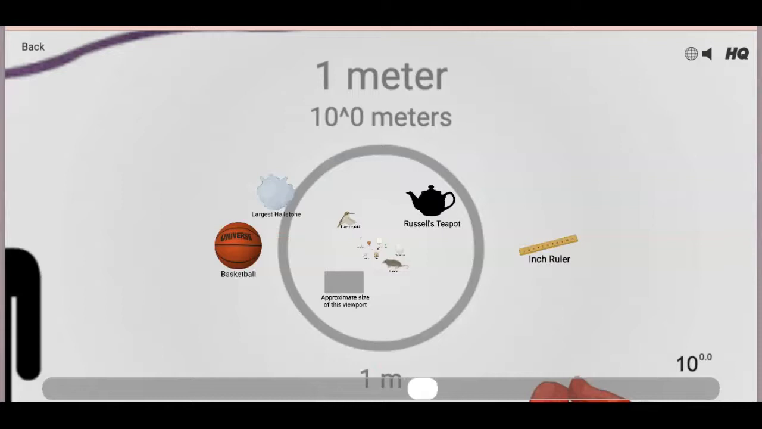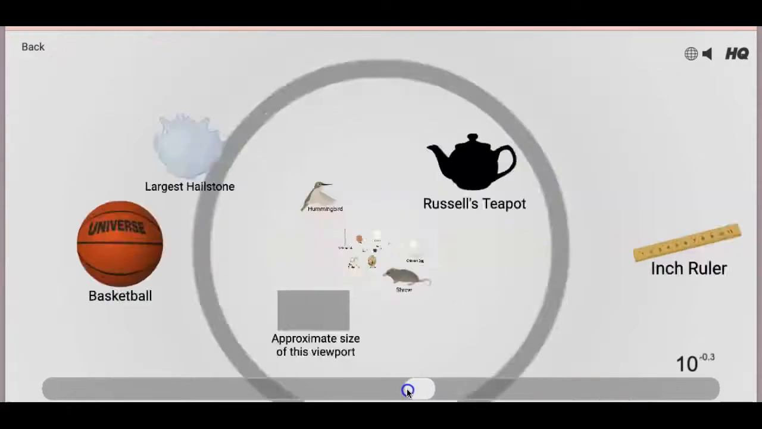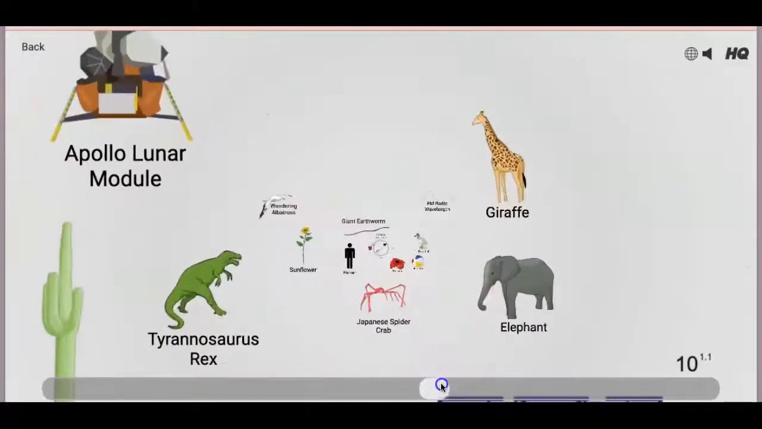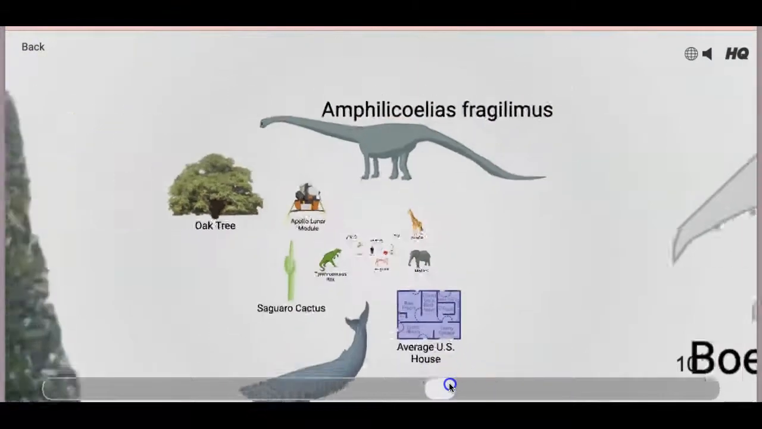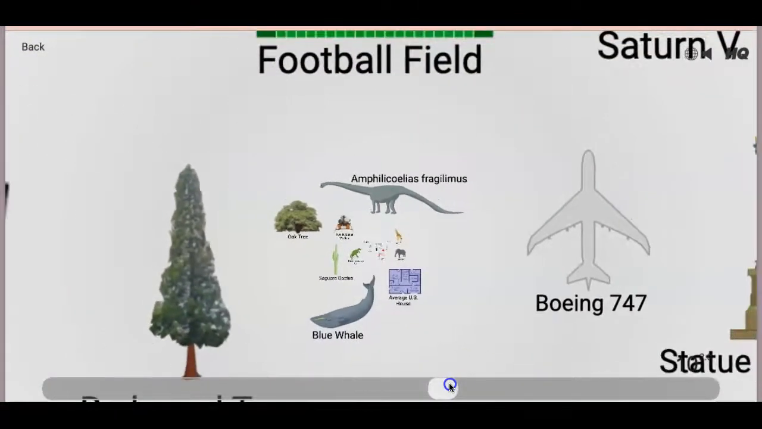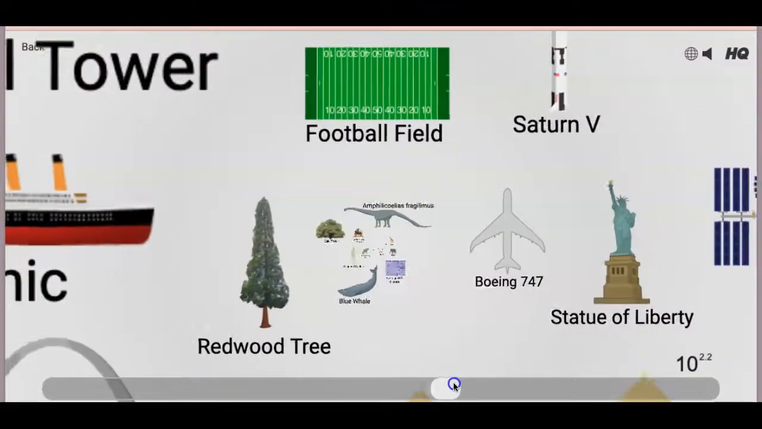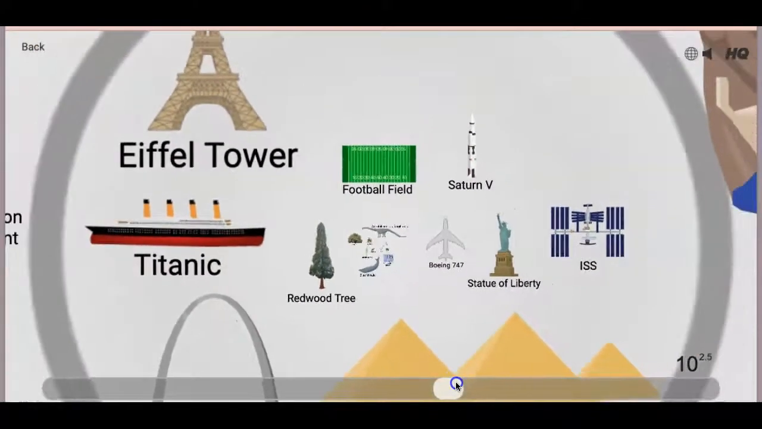This is a neat website that lets us explore the scale of the universe. Right now we're looking at objects that we can see with our naked eye. So a hailstone, a ruler, an elephant, a saguaro cactus, an aircraft, a tree, the Statue of Liberty, the Titanic.